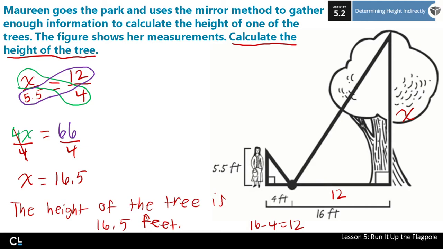It was good to write your answer out like that so you can demonstrate to whoever is looking at it that you understand what it's actually asking you, not just how to move the numbers around. Cool.